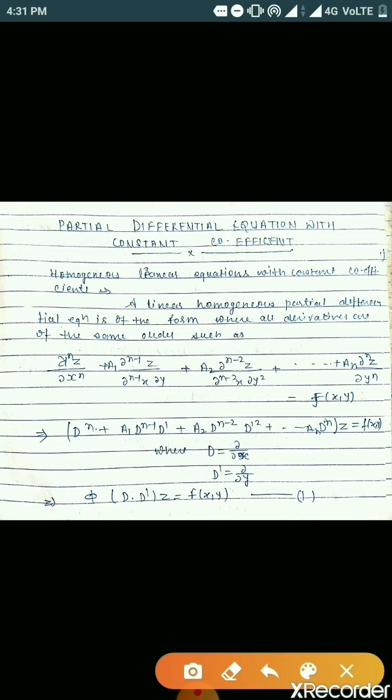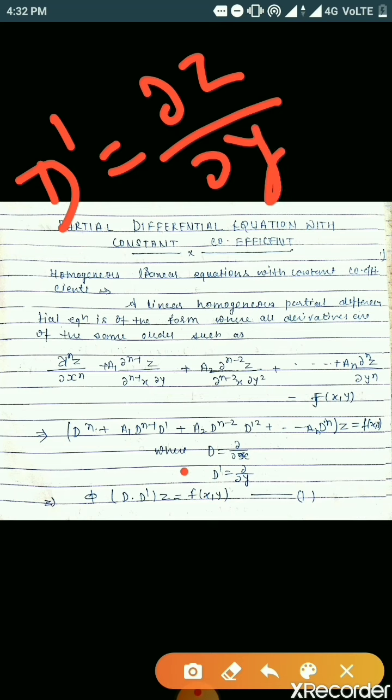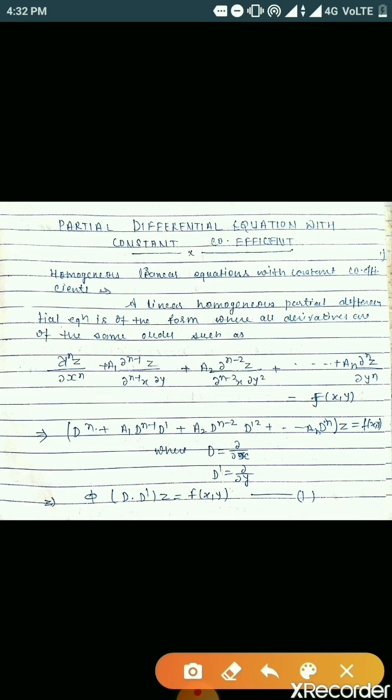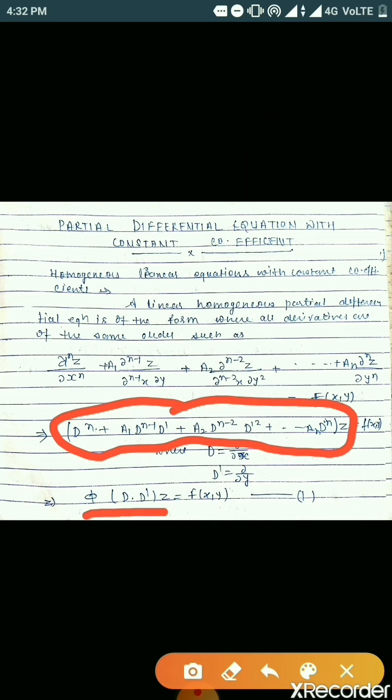That's why del n z by del x n we will write as D to the power n plus a1 D to the power n minus 1 D dash. Here we will write D dash for del z by del y and D for del z by del x. The function a2 D to the power n minus 2 D dash squared plus up to an D dash n, bracket close z, equal to f(x, y). This whole function can be written as phi(D, D dash) z equal to f(x, y).